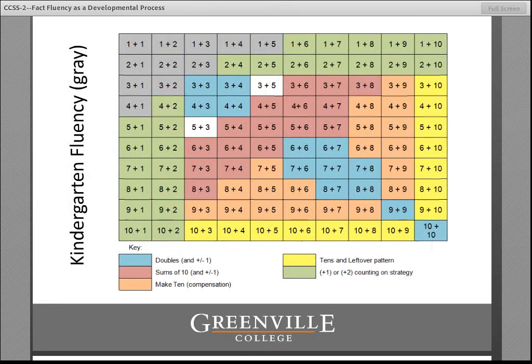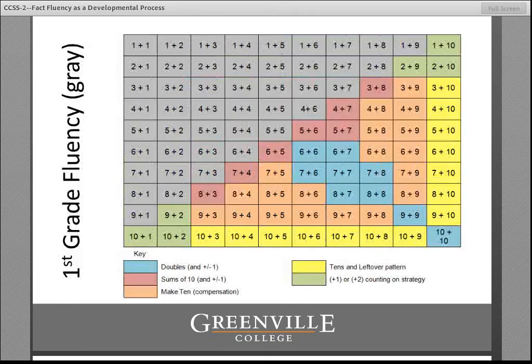Here we have the same chart, and in gray it shows the facts targeted for fluency by the end of kindergarten. While kindergarten children will likely be working with all of the facts on this chart, the only facts that they have to bring to fluency, fast and accurate, are the sums up to 5. In first grade, then, they should come in with the facts that sum to 5, but fluency is also going to be extended now to all the sums up to 10. Again, students will certainly be working with these other facts and building mental strategies, learning to derive facts, but those other facts may still be slower in first grade.